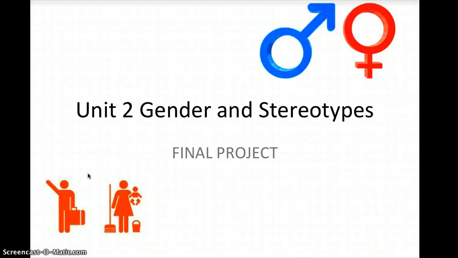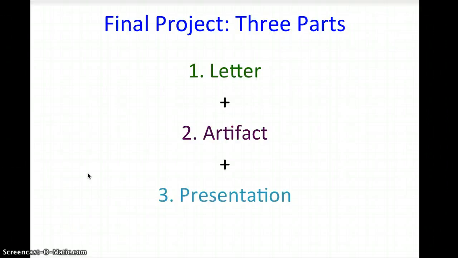Today, you will be introduced to the Unit 2 Gender and Stereotypes final project. Over the course of today, you'll actually decide on what your project will entail. The project contains three parts. The first is a letter, the second is an artifact, and the third is a presentation.